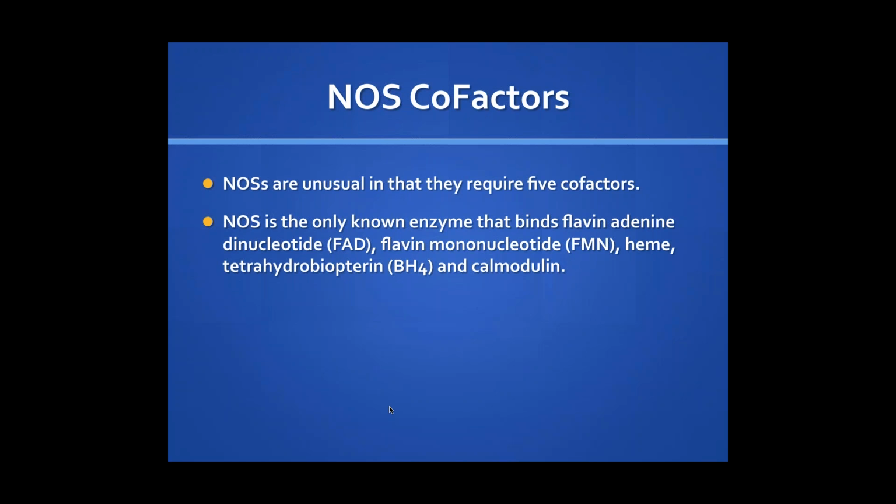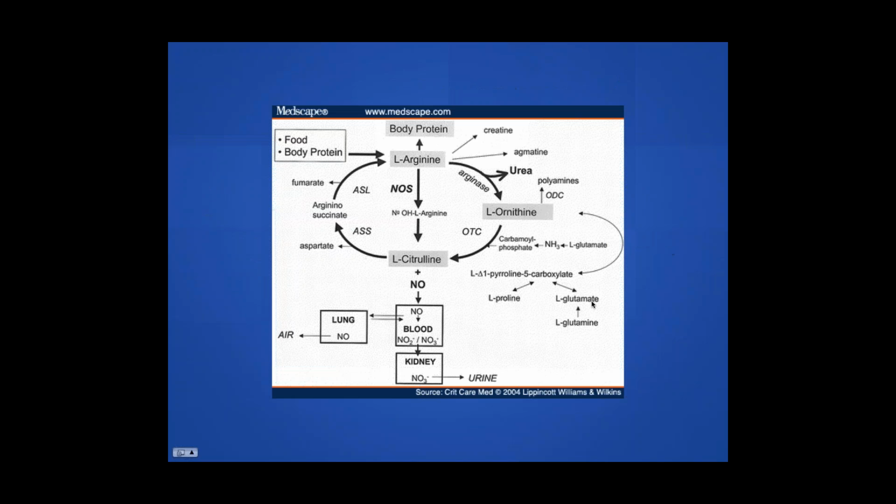Some of the things we need to look at are the cofactors. Nitric oxide synthase is the enzyme involved in the production of nitric oxide. It's unusual in that it requires five cofactors: flavin adenine dinucleotide, which is created in the Krebs cycle; FMN also; the heme molecule; tetrahydrobiopterin, which is created through methylation; and calmodulin. Let's look at those factors in a little more detail.